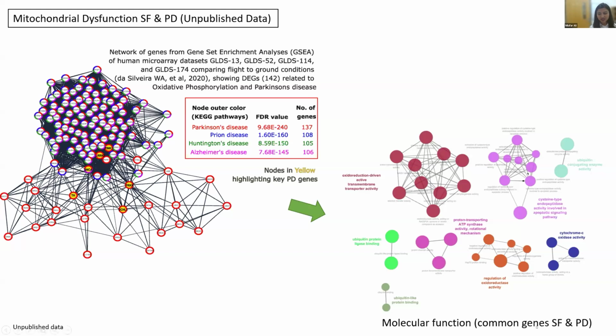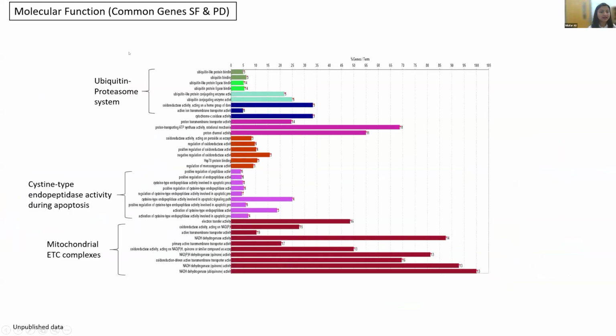And what do these genes do? What's the molecular function? These genes are mostly, as you may expect, oxidation-reduction pathway related genes. And if you look at the next slide, most of them are related to mitochondrial electron transport chain complexes. Some of them are endopeptidases involved in apoptosis, and ubiquitin proteasomal system related genes.